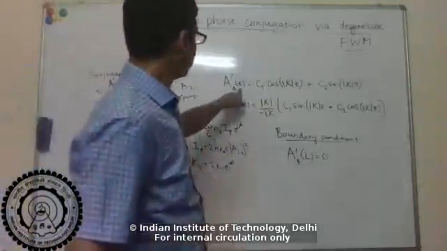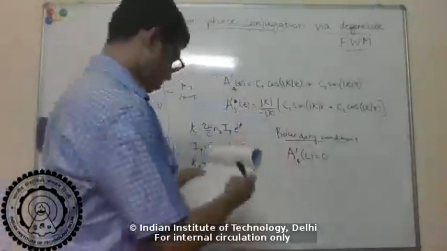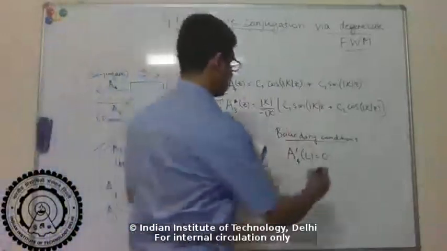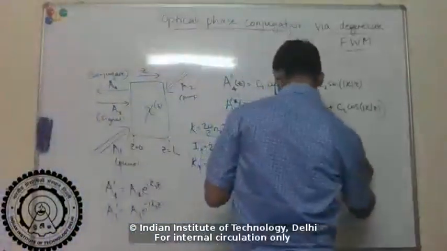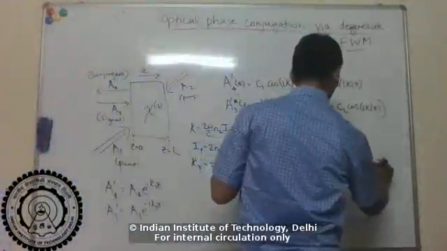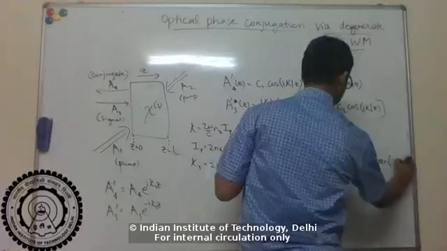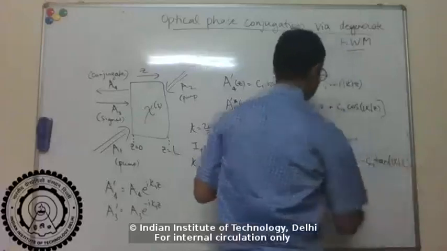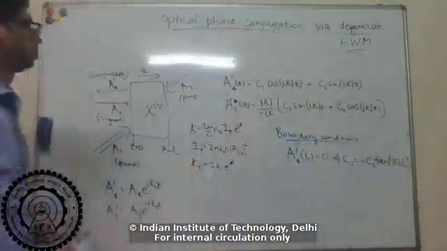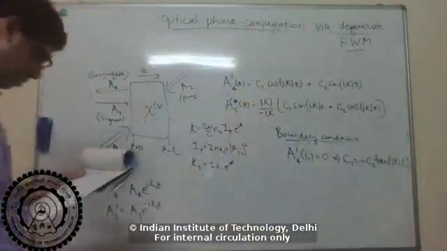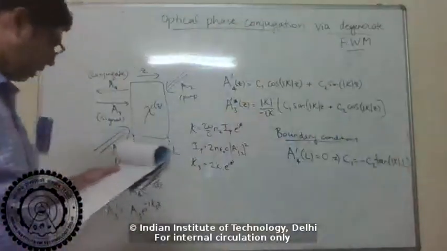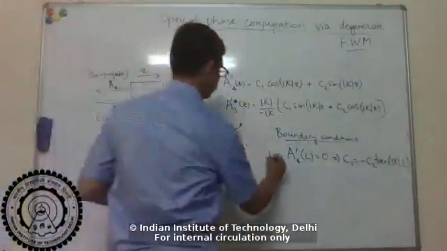So we can put Z equal to L here and equate it to 0. So from that, you can see we get a relation between C1 and C2. Okay, so that's one boundary condition.